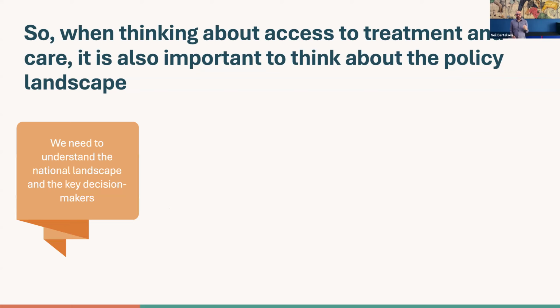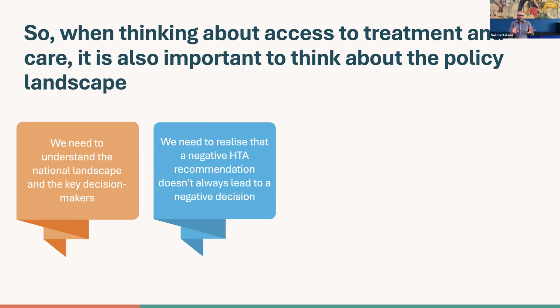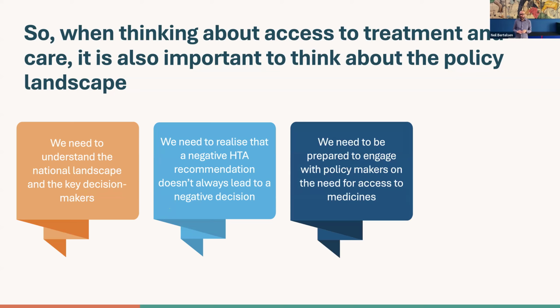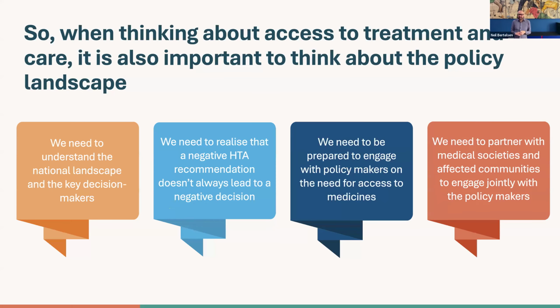As a community, we need to understand our national landscape and the key decision makers. We need to realize that a negative HTA recommendation doesn't always lead to a negative decision. So we need to be prepared to engage with policymakers on the need for access to medicines. And that means we need to partner a lot, with medical societies and other affected communities, so we have a strong, united voice when we're making asks to the policy community. I'll stop there on the general background and start looking in more detail at patient involvement.